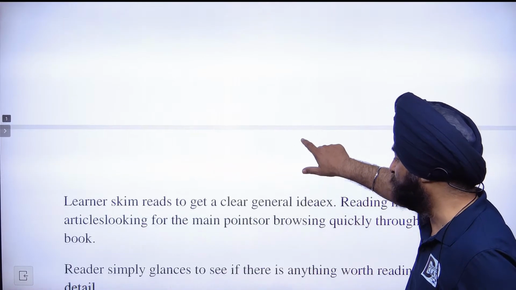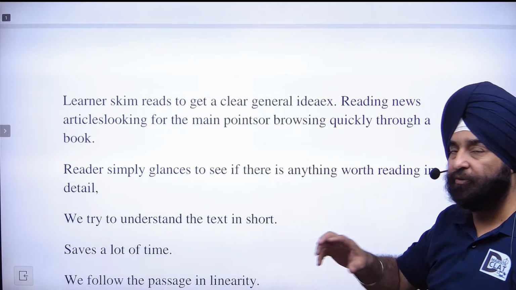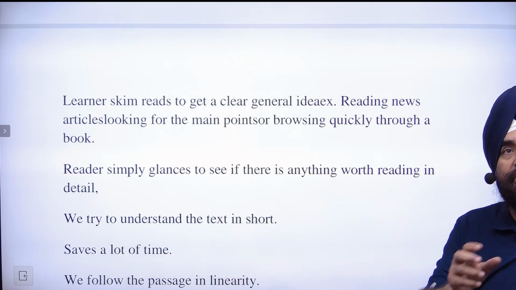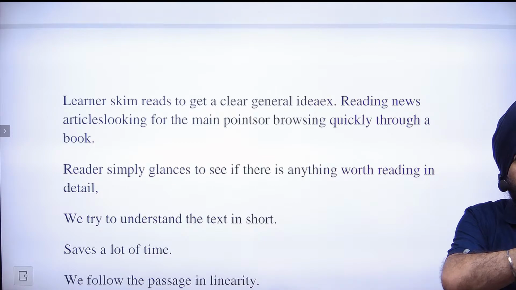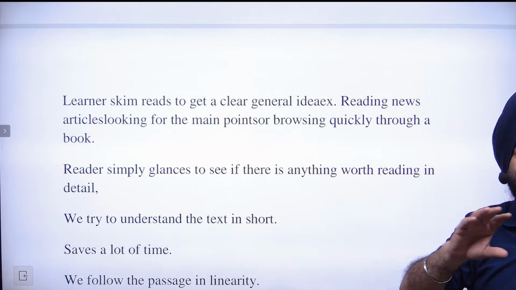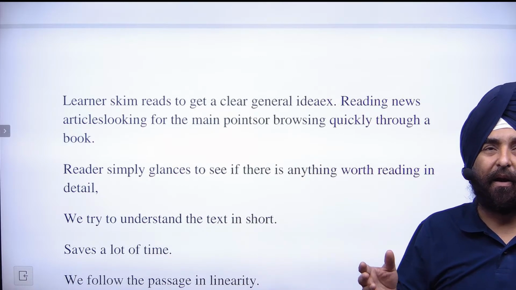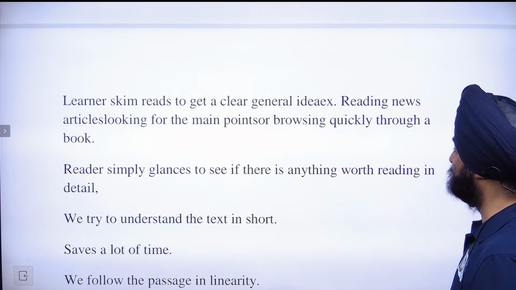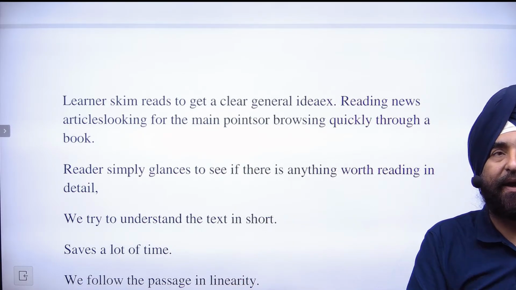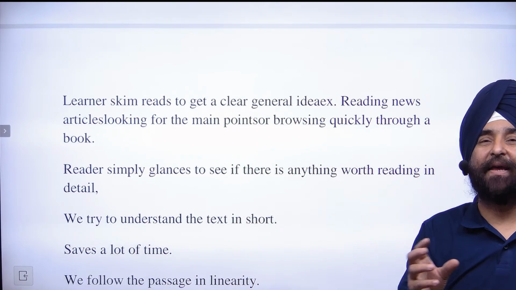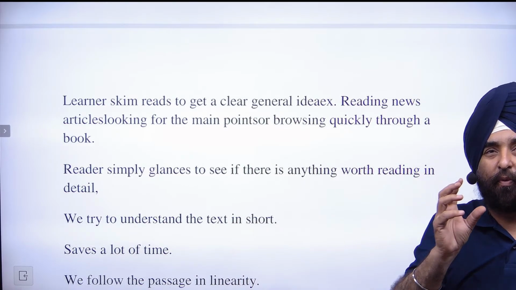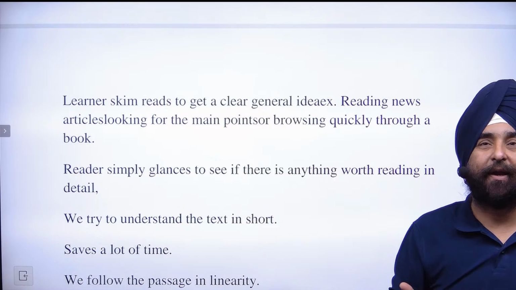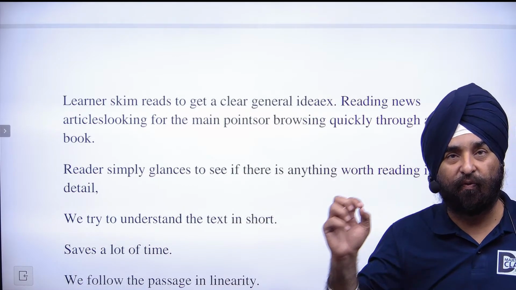Then another thing about skimming is that the reader skim reads to get a clear general idea. Now skim read means that one moves his or her eyes on whatever one is reading. It could be an article, or we'll take some examples of skim reading when these pointers get over. So the idea is to focus or to get a general idea. It's like a bird's eye view, or you can say it's like an overview of trying to get what the writer is trying to say, rather than reading the passage word to word.